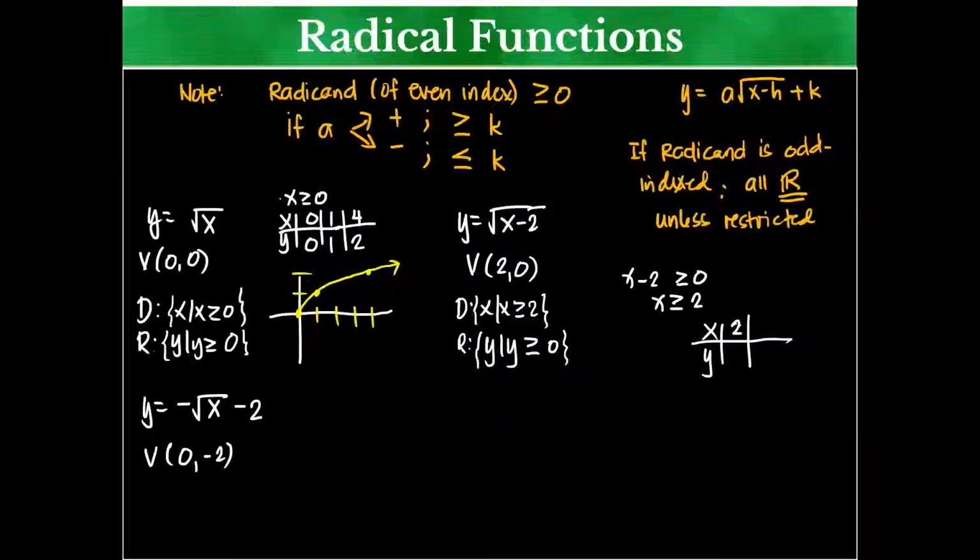Greater than or equal to 2. So 2, 3, and 6. If x is equal to 2, y equals 0. If x equals 3, 3 minus 2 is 1. It's 1. If it's 6, 6 minus 2 is 4, it's 2. So that means your graph has shifted. If it's 2, 0. If it's 3, it's 1. If it's 6, it's 2. The graph looks like this.